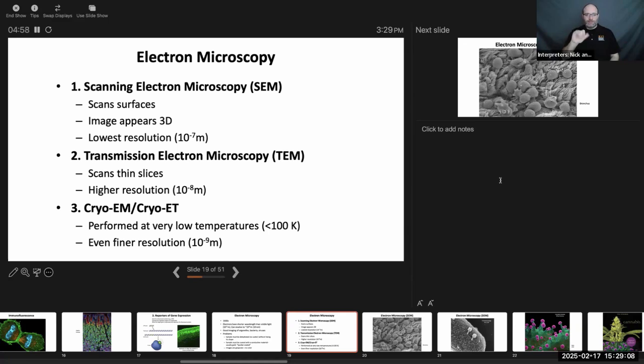These things are typically the lowest resolution. The resolution of SEMs is usually comparable to light microscopy. SEM doesn't allow you to get the really fine detail that some of the other techniques do.